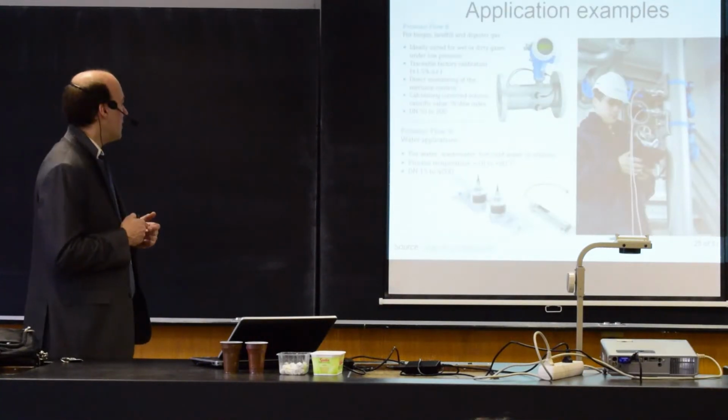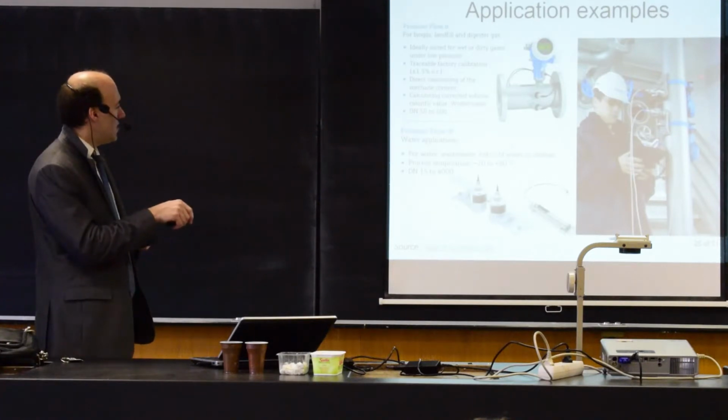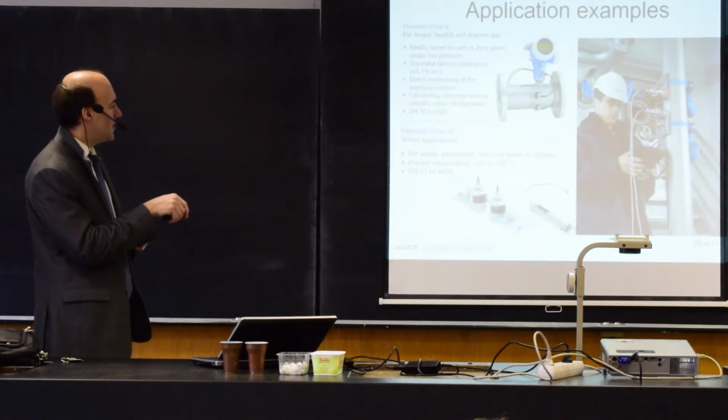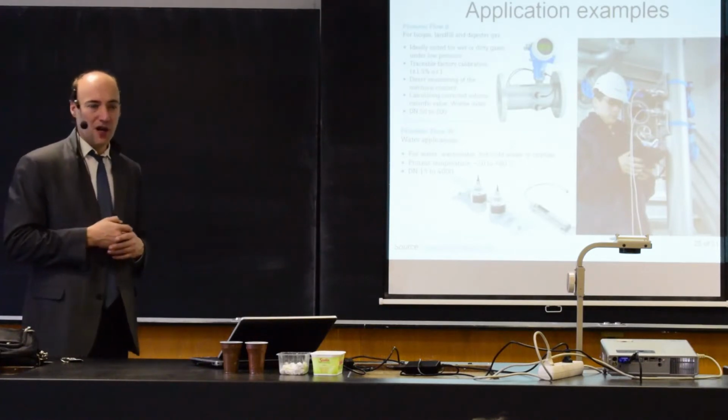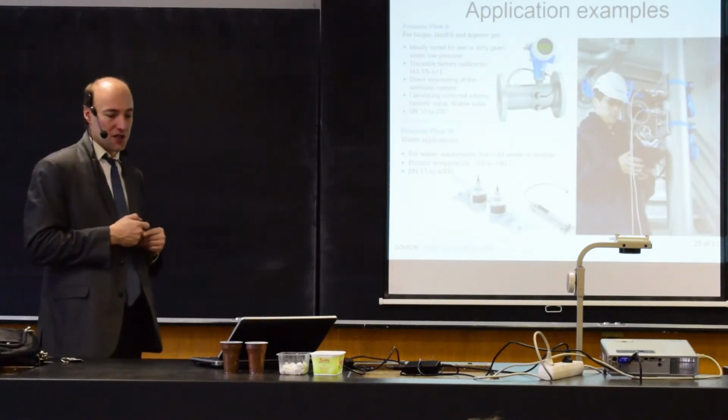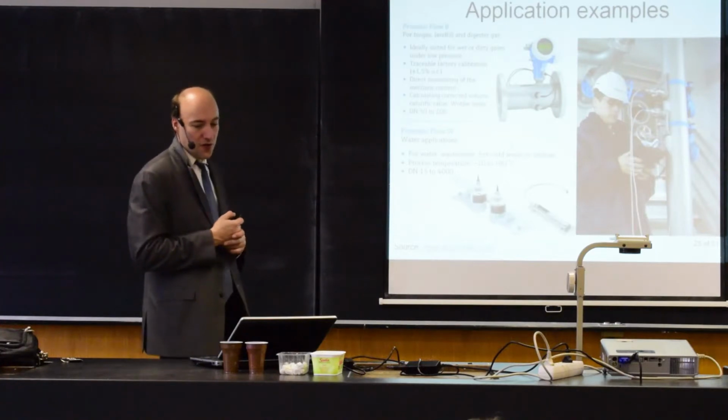This is an example of the clamp-on system. So here you see it's a vertical pipe. Here the transmitter and receiver, the signal travels like this, and you just clamp it on the pipe, and you don't need to interrupt the process, and you see what is the flow rate.